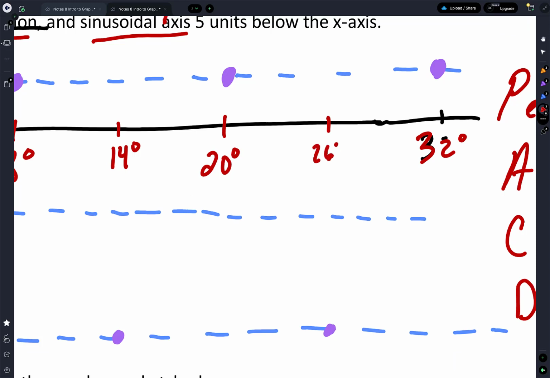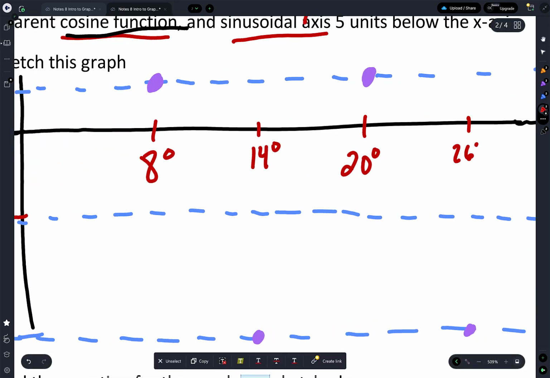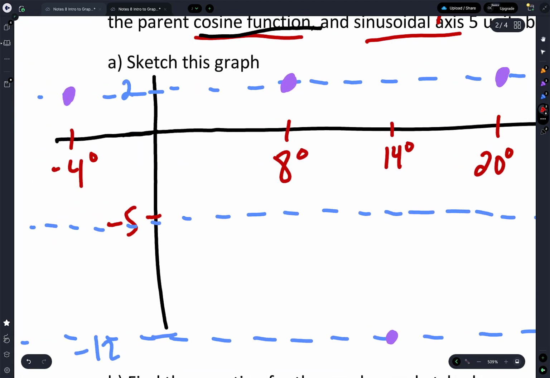26. It's all symmetric. Plus 20 plus 6, 26. 32 minus 6, 26. All right, let's see. Let's go to this one way over here, in between the negative 4 and the 8. So at 2. I'm going to say 2 is right here. Bam.